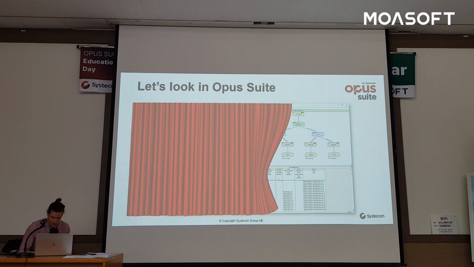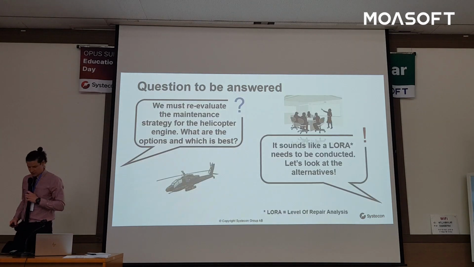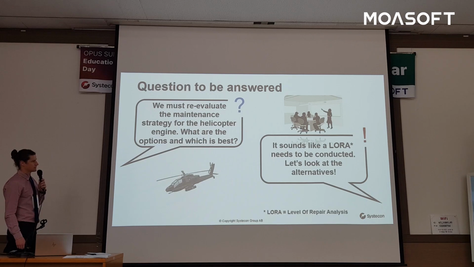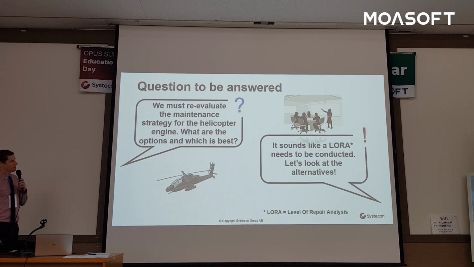All right, so we continue with the next thing to introduce. It's, as I said, high-speed tempo today to cover the topics that I really want you to bring home. So the next question is about if we need to re-evaluate the maintenance strategy for the helicopter engine. So what options do we have and which of those options is best? Well, that sounds like a LoRa evaluation that needs to be done.